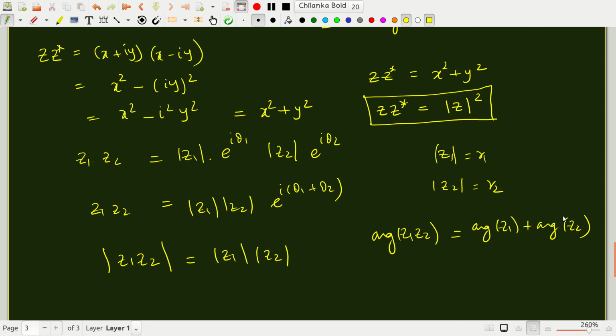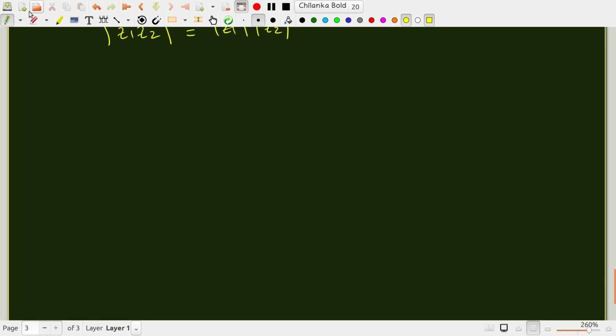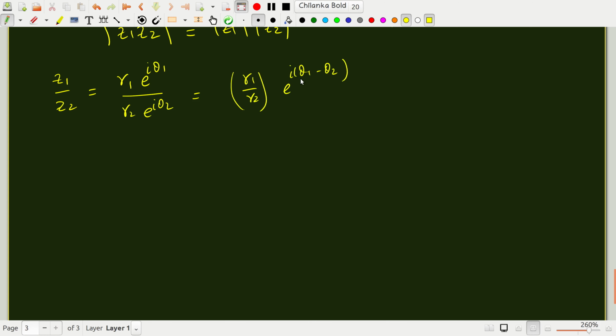So you can divide complex numbers fairly easily using the polar form. If you have z1 by z2, let's say z1 is r1 e to the i theta 1 upon r2 e to the i theta 2. This can be written as r1 by r2 times e to the i (theta 1 minus theta 2). So the argument of z1 by z2 is argument of z1 minus argument of z2. What is the argument of z1? Theta 1, right? And the argument of z2 is theta 2.